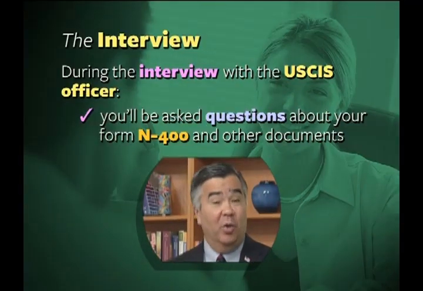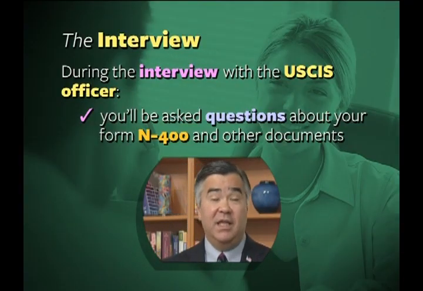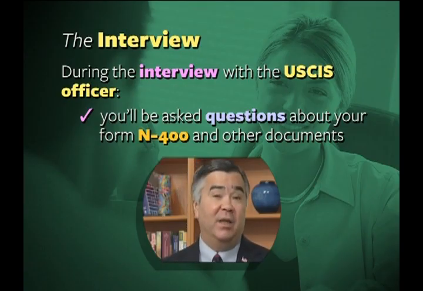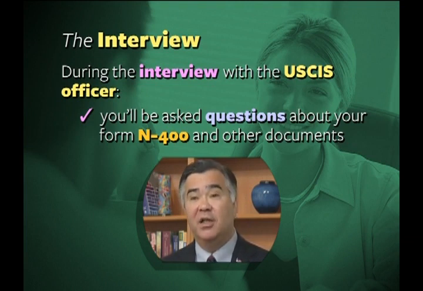This interview with the USCIS officer is the biggest and most difficult step in becoming a citizen. It will involve several things. You'll be asked a few questions about your Form N-400, the information it contains, and any supporting documents you have been asked to bring, such as your permanent resident card.